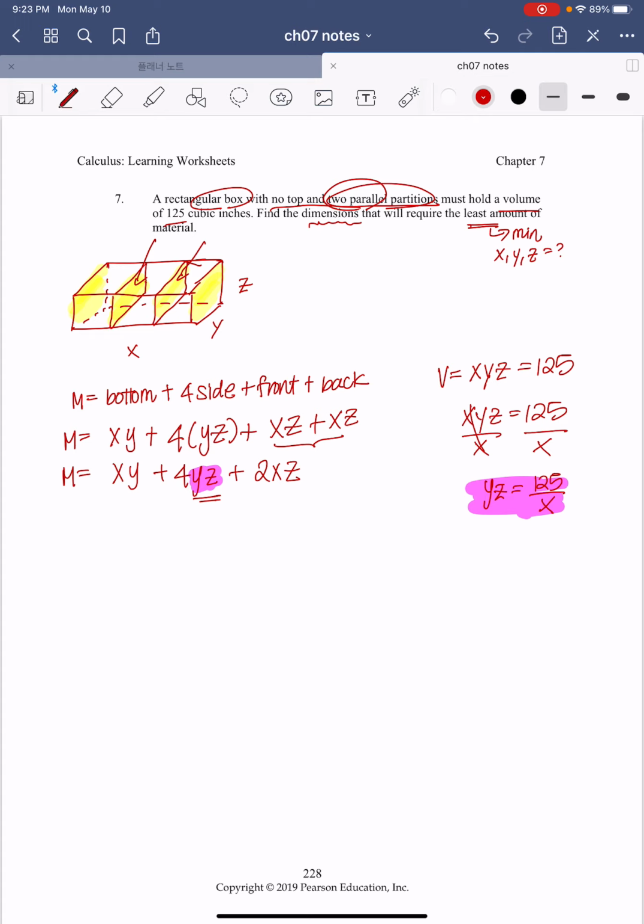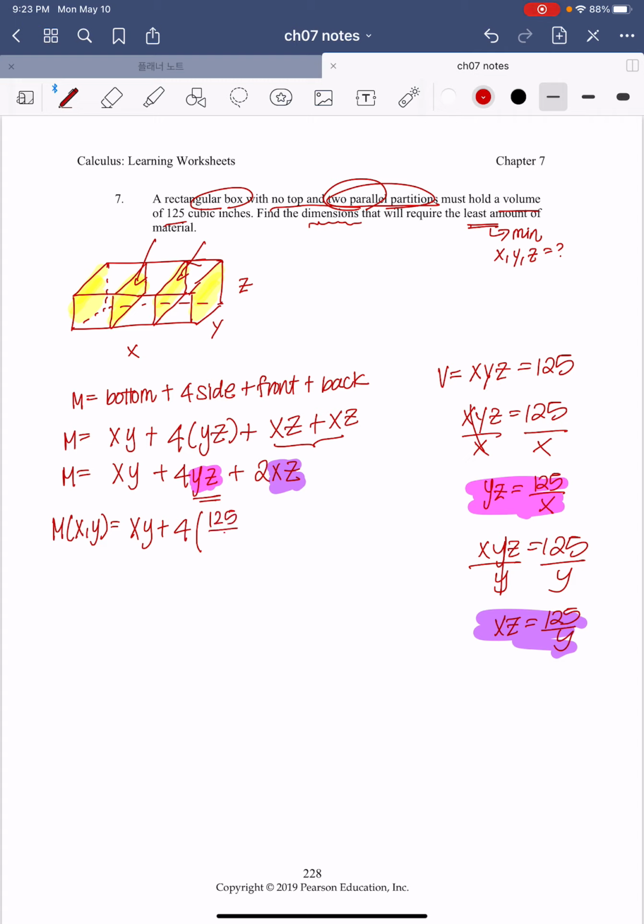Same thing here. I don't want the Z here, so with the volume, I can divide by Y. Then you have XZ is equal to 125 over Y. I'm going to do that substitution so that we are dealing with just the 2 variables. So my M is defined only in variables X and Y. Then 4 times YZ is 500 over X, and 2 times XZ is 250 over Y.